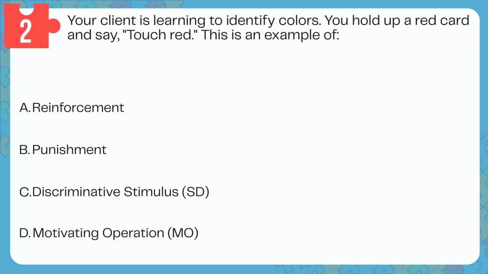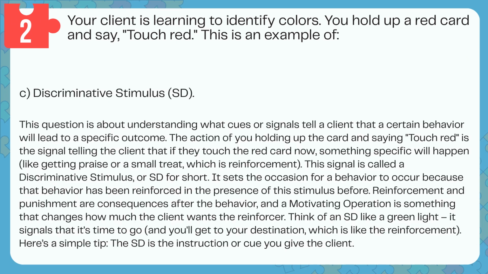Question 2. Your client is learning to identify colors. You hold up a red card and say, "Touch red." This is an example of A. Reinforcement. B. Punishment. C. Discriminative stimulus, SD. D. Motivating operation, MO. Answer: C. Discriminative stimulus, SD.